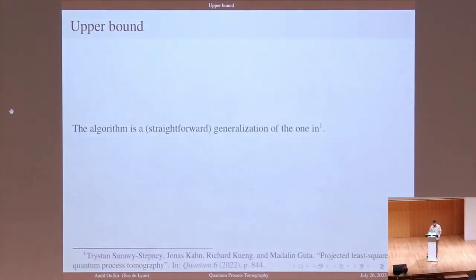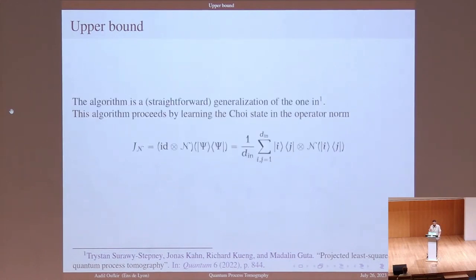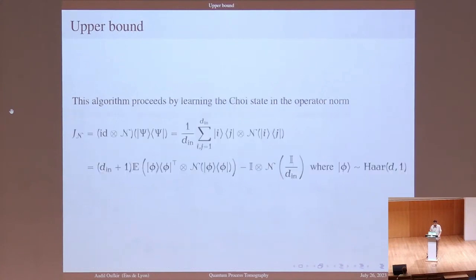So the algorithm is a straightforward generalization of an algorithm proposed by Richard and his co-authors. The idea is to learn the Choi state in the operator norm. Recall the definition of the Choi state. If you can use an auxiliary system, we can prepare the maximally entangled state and send it through the channel identity tensor N, and so we can prepare the Choi state. But since we don't want to use an auxiliary system, we can write the Choi state as the following expectation, where phi is a random Haar distributed unit vector.